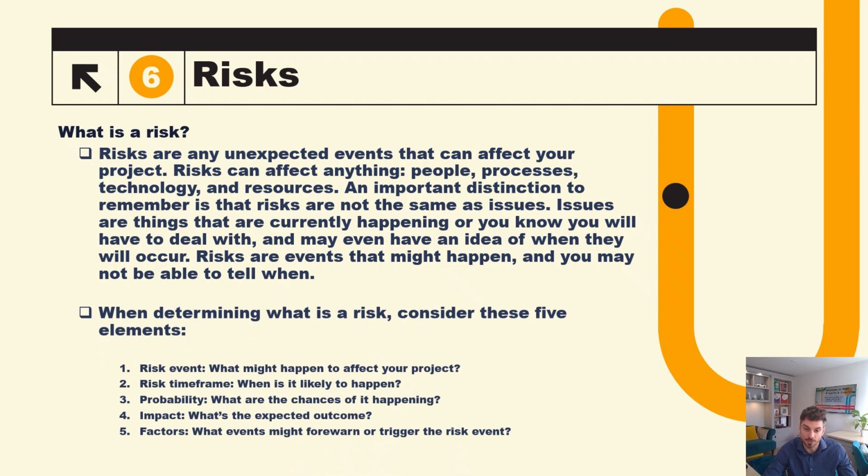When determining what a risk is, consider these 5 elements. The risk event, what might happen to affect your project; the time frame, when is it likely to happen; probability, what are the chances of it happening; impact, what's the expected outcome; and factors, what events might forewarn or trigger the risk event.